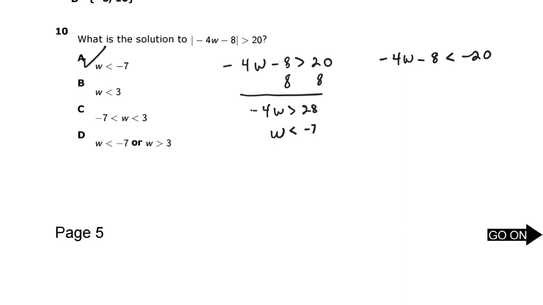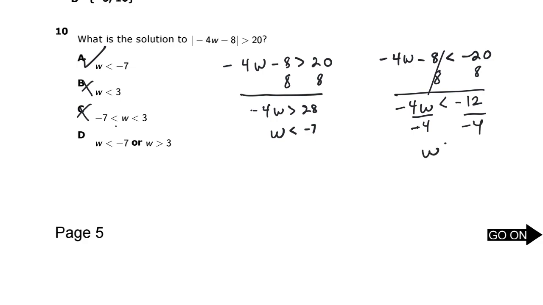So it could be A, not B. W greater than -7, that can be it. So it's between A and D. You add 8 to both sides. -4w is less than -12. Divide both sides by -4. So w is greater than 3. So your answer is D.